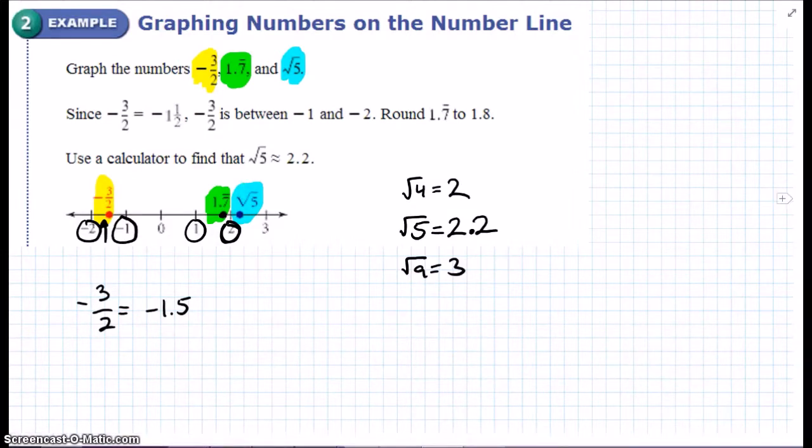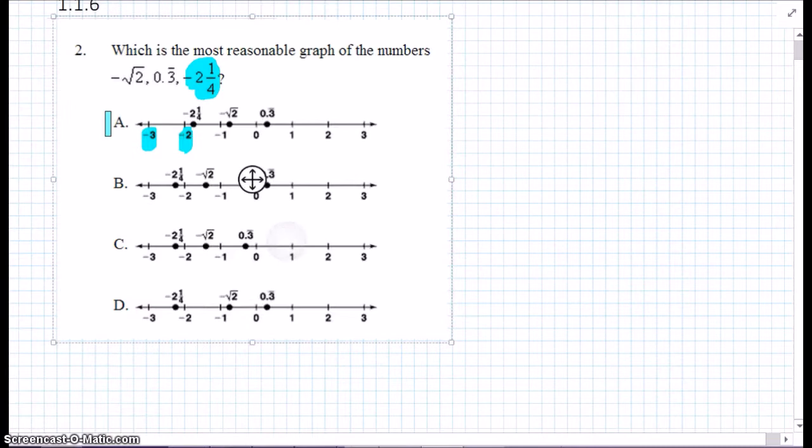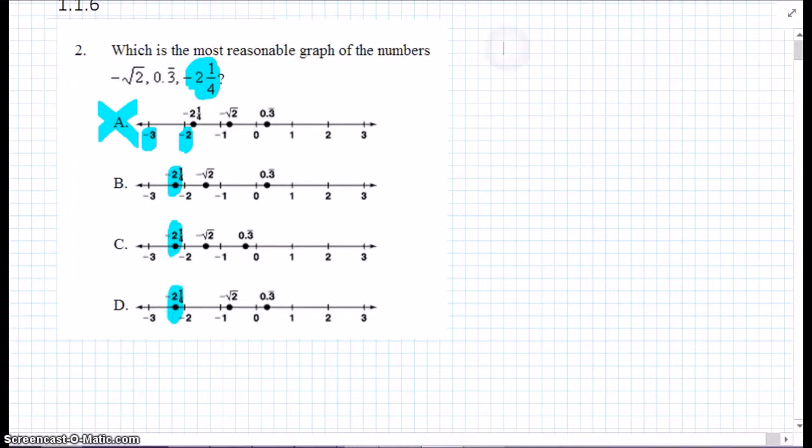We've got time. So next example, which is the most reasonable graph of the numbers, the negative square root of 2, 0.3 repeating, and negative 2 and 1/4? Well, let's start with negative 2 and 1/4. Negative 2 and 1/4 has got to be between negative 3 and negative 2 and closer to 2. So A is out. Okay. B would work, C would work, and D would work.